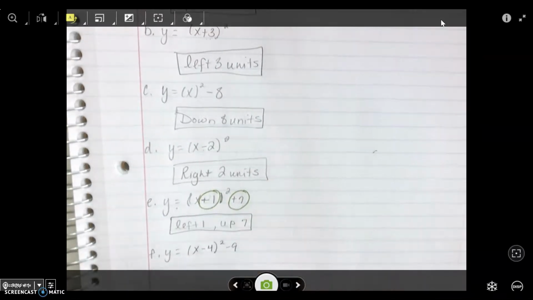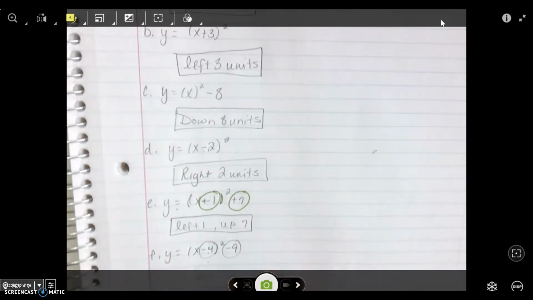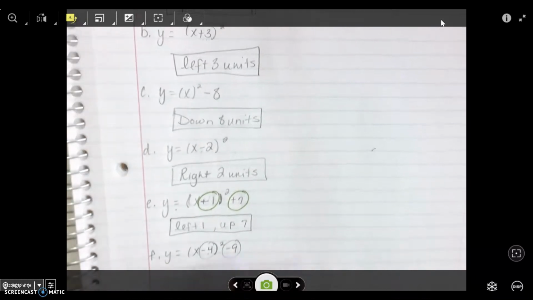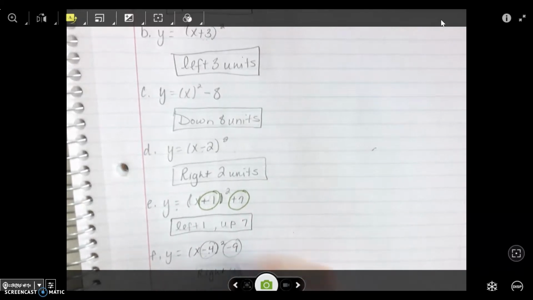Same thing for letter F. You've got two components. You've got a -4 and a -9. The -4 is inside parentheses, so that's going to move it left or right. Remember, it's opposite of what you would think. So this is going to be left 4. Nope, I messed up. Left is adding. See, it tricked me up. -4 is going to be right 4. -9 is going to be down 9.